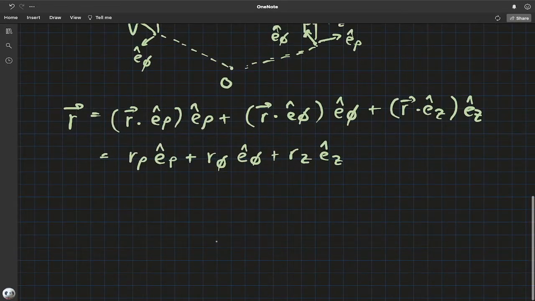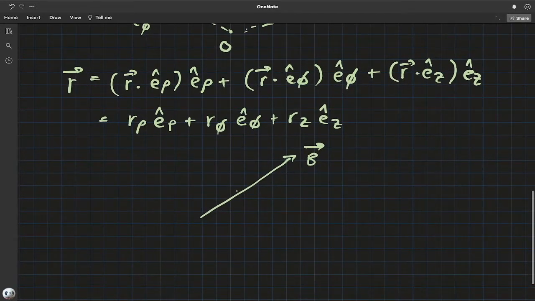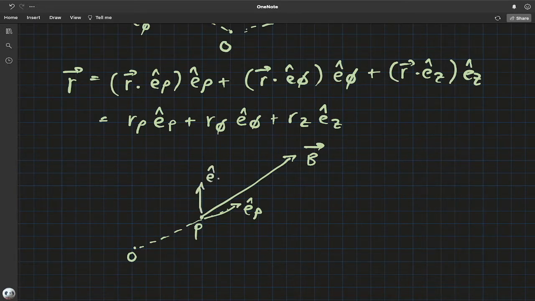So assuming you have some vector b at point P here, and this is your origin somewhere here. At point P you locally define this coordinate system. The radial direction is going to be your e rho hat. Ez hat again is in the z hat direction.